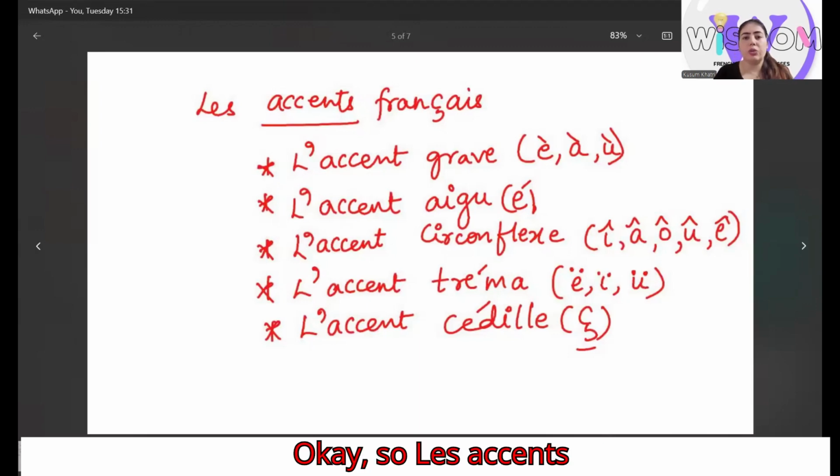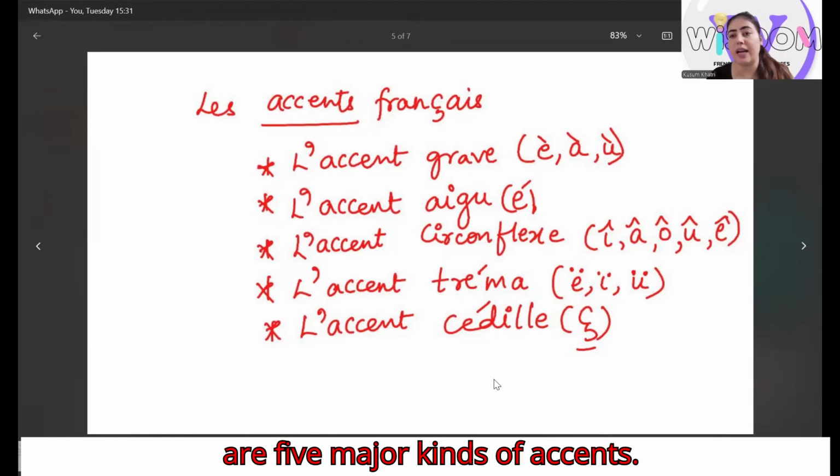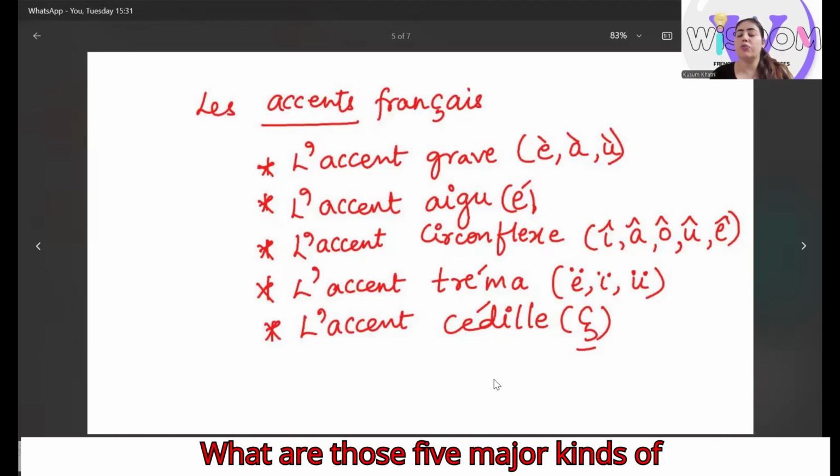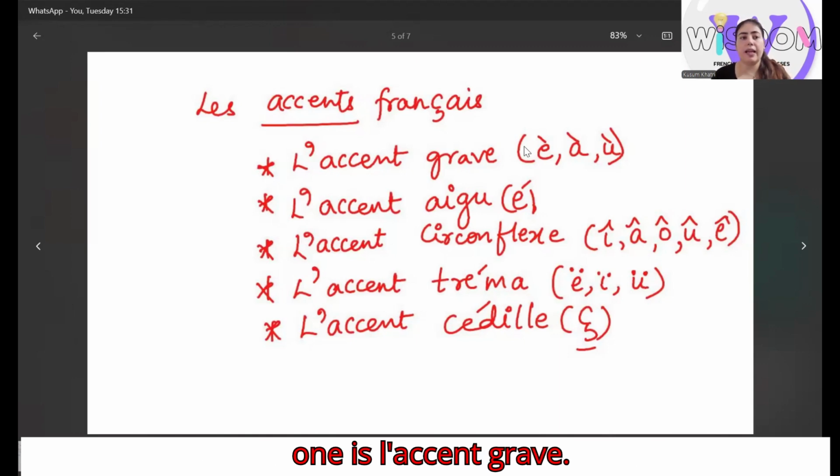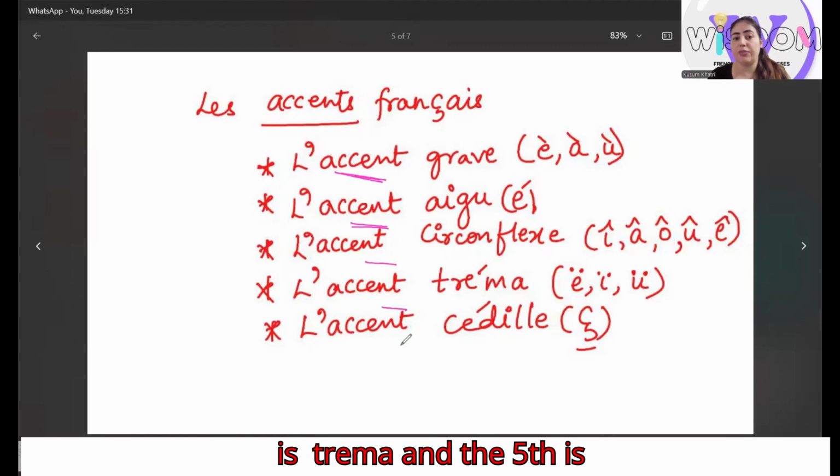I hope everyone can see this. So, les accents français. There are five major kinds of accents. What are those five major kinds of accents? The first one is l'accent grave, the grave accent. The second accent is l'accent aigu. Third is l'accent circonflexe. Fourth is l'accent tréma. And the fifth is l'accent cédille.